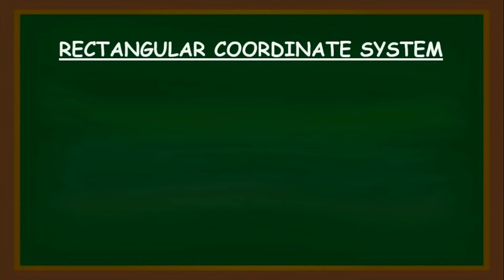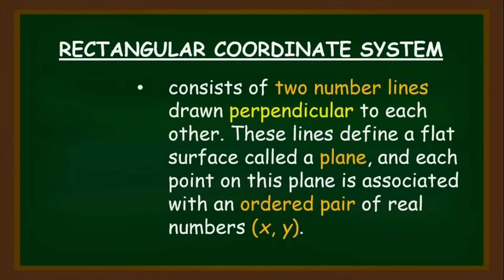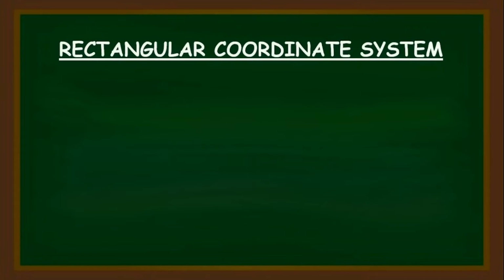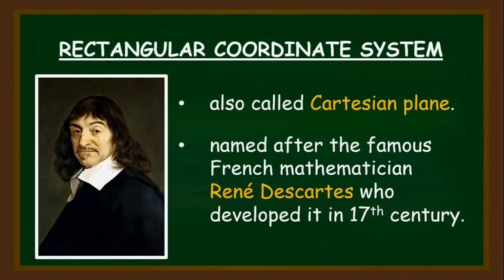Rectangular coordinate system consists of 2 number lines drawn perpendicular to each other. These lines define a flat surface called a plane, and each point on this plane is associated with an ordered pair of real numbers x, y. The rectangular coordinate system is also called Cartesian plane. It is actually named after the famous French mathematician René Descartes, who developed it in 17th century.